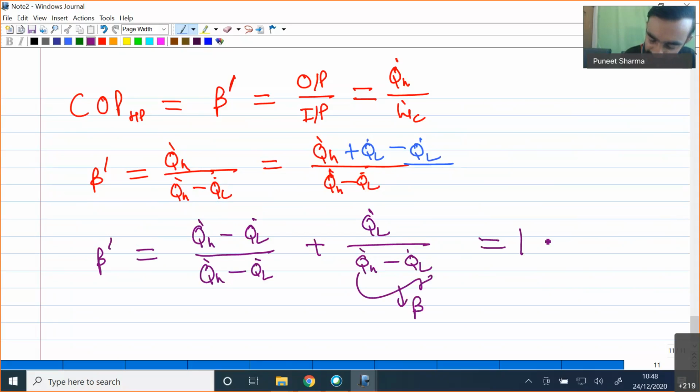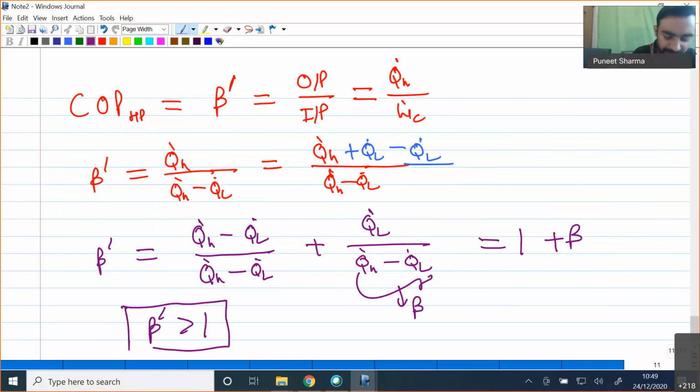Okay, so this will be equal to 1 plus beta. So it means my COP of heat pump, beta dash, will always be equal to 1 plus COP of the refrigerator, which is operating within the same values of heat transfer rates. Okay. So that's why we can say from this particular equation that for a heat pump, COP will always be greater than 1. So beta dash will always be greater than 1 for the heat pump device.